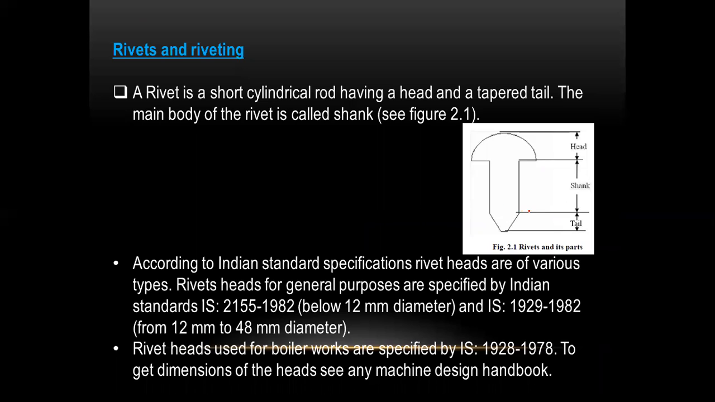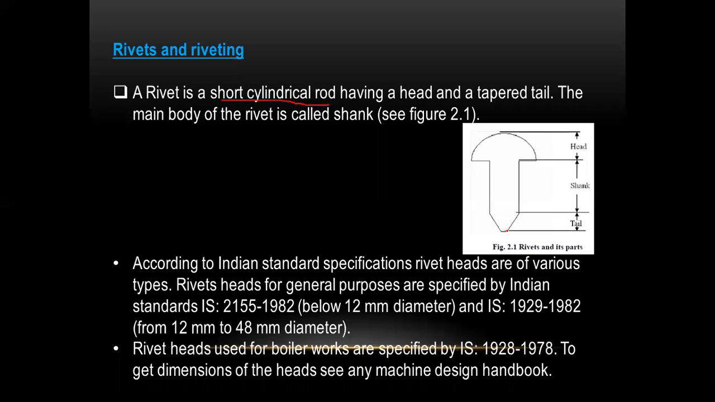What's the meaning of a rivet? If you see this 2D figure, it is a rivet. It is the head of the rivet, it is the shank portion, there is a body portion, there is a tail portion. A rivet is a short cylindrical rod having a head and a tapered tail. Tapered means a slant.